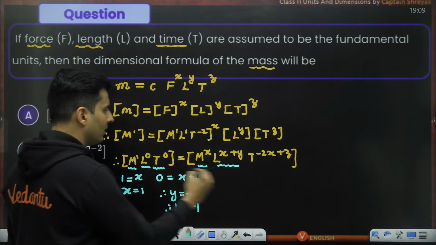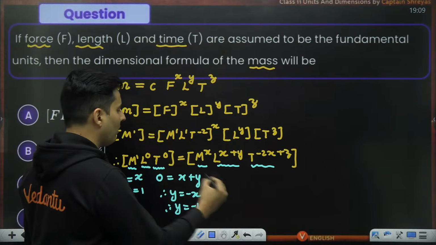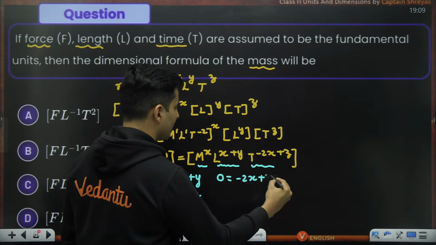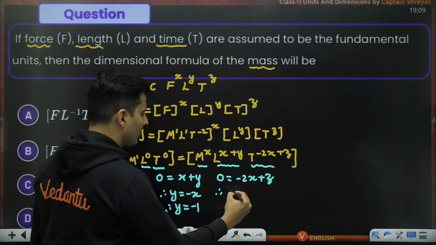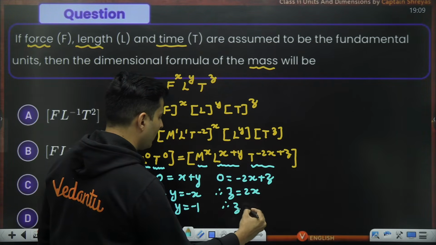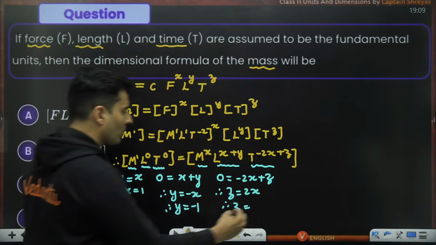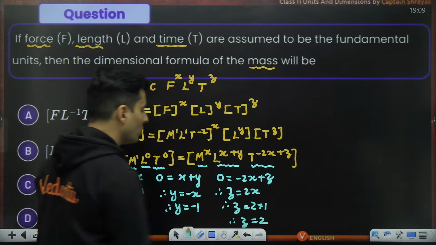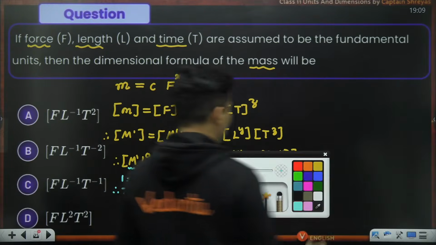Now let's go with the third variable. Power of time is 0. On the right hand side, it is minus 2x plus z. So if you take minus 2x to the other side, z will be equal to 2 times x. But wait a minute, what is x? x is 1, so it will be 2 times 1. Therefore, z should be equal to 2. So x, y and z, all three have been found.